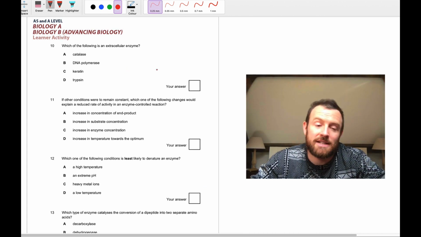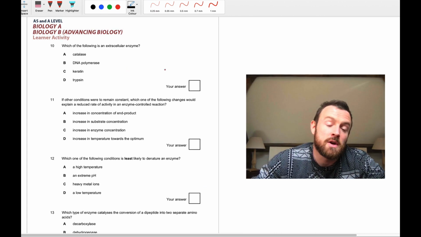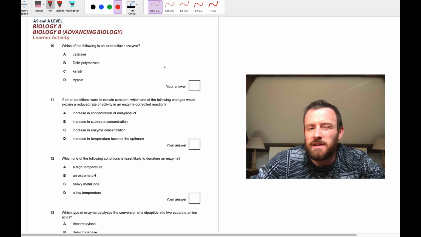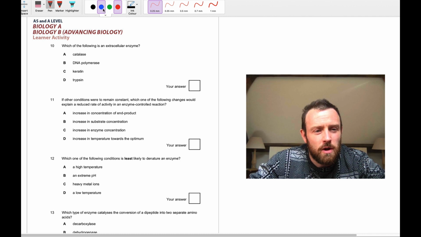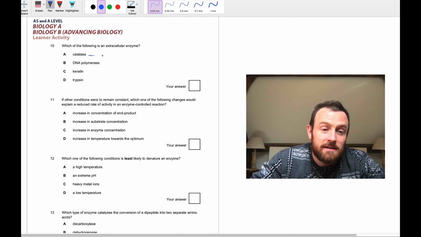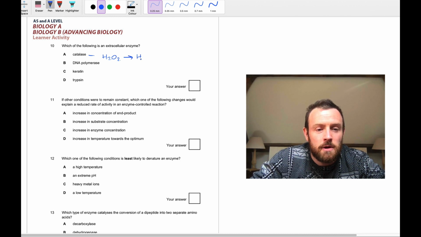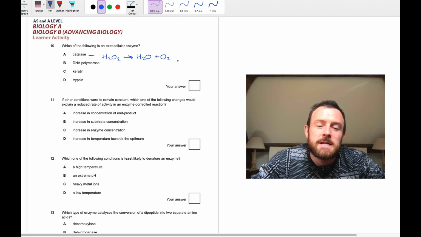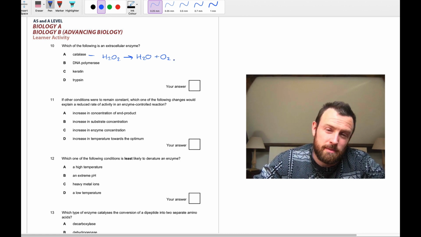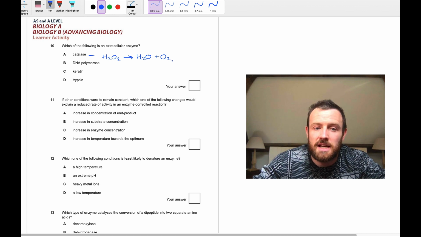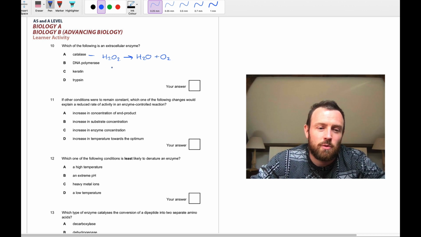Okay, 10. Which of the following is an extracellular enzyme? Well, how are you supposed to know? You're not supposed to know every single enzyme that there is, but you are supposed to know a few, and you will hopefully have heard of these. So catalase takes H2O2, hydrogen peroxide, and turns it into H2O plus oxygen. It's not balanced, you have to double this. But that is occurring in pretty much all living cells.